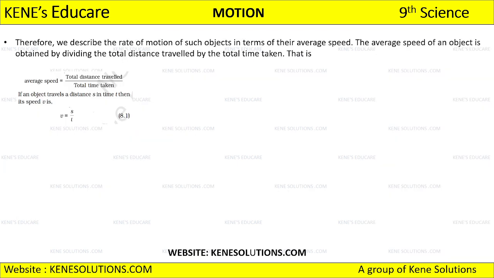After this, we discussed the formula for average speed, that is equal to total distance traveled upon total time taken. And if you remember, we have even gone through some solved examples so that you can understand how to calculate average speed, right? So just go through the slide once, and then we'll even go through the example that we had discussed.